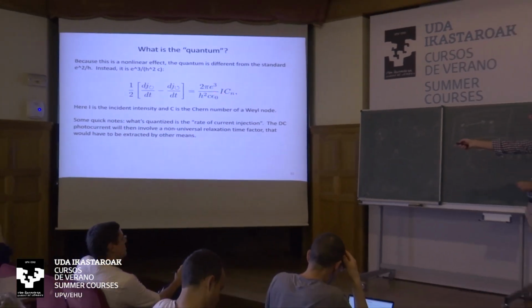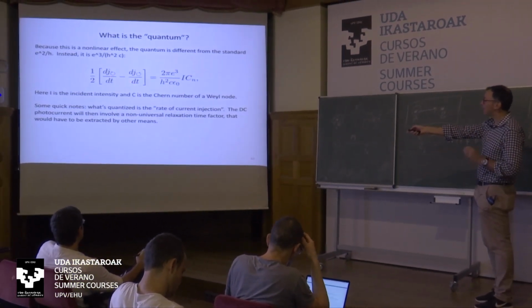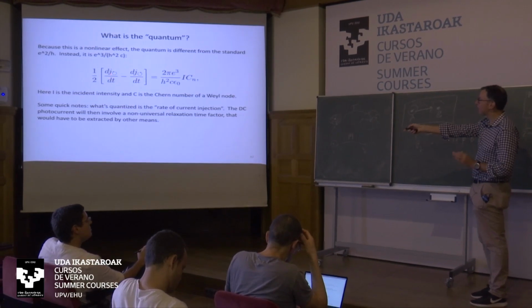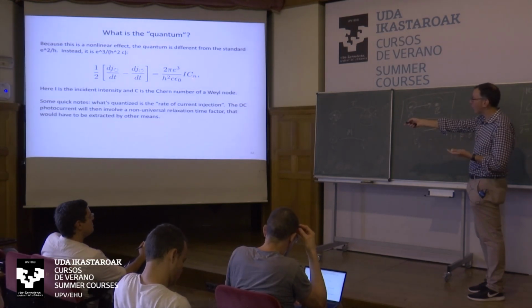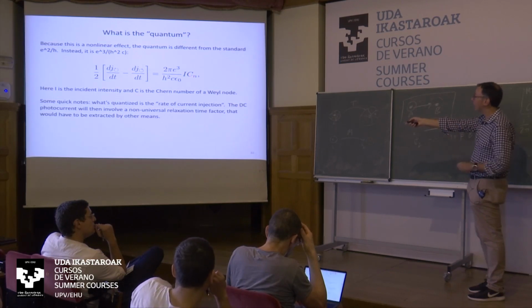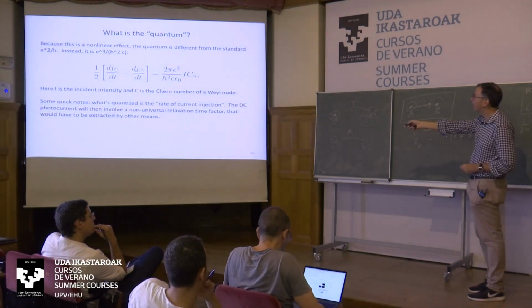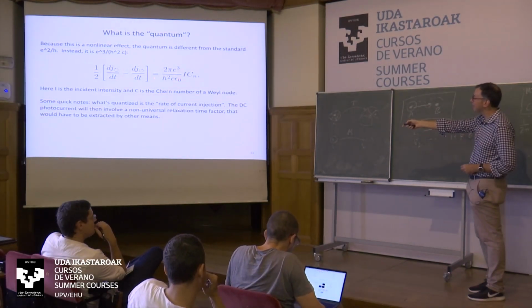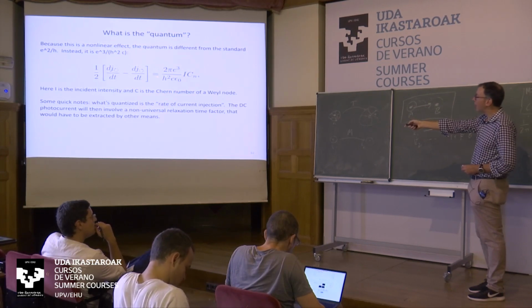The other numbers are, so I should be a little precise here, what's quantized is the rate at which the light produces current. So it's dJ by dt. C sub n is the Chern number of a Weyl node, or in an experiment, it would be the difference, the net Weyl charge up to the Fermi level, say, if I can get in that range of frequencies I was in before, and I is the intensity of the light. So this combination, you could measure this directly if you could do an all-optical measurement.